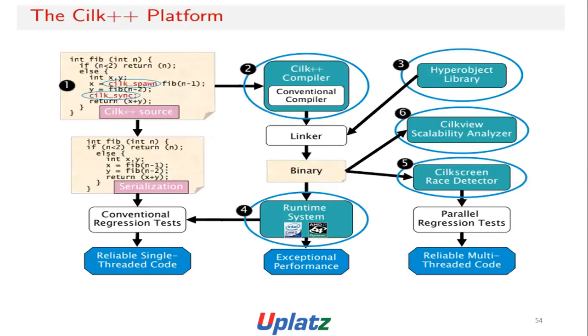The Cilk++ platform consists of the program, a single-threaded code, then the Cilk++ compiler, a conventional compiler, and the linker. The linker uses a library, then the runtime system, giving exceptional performance. Then from the binary, it goes to the Cilkscreen race detector, for parallel regression tests that enable multithreaded code, and also to the Cilkview scalability analyzer.